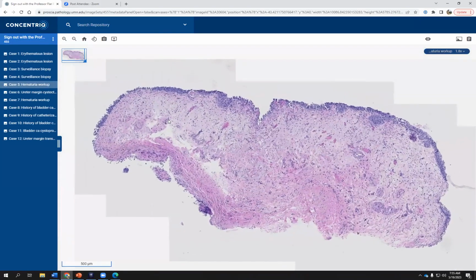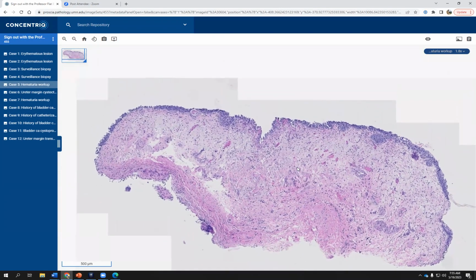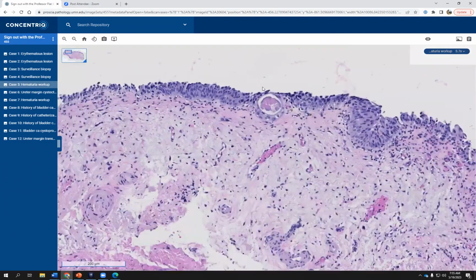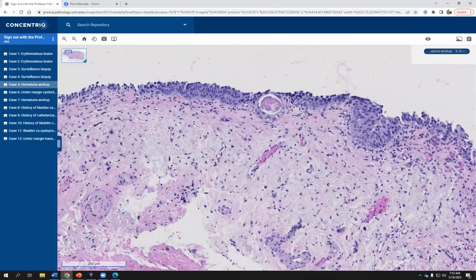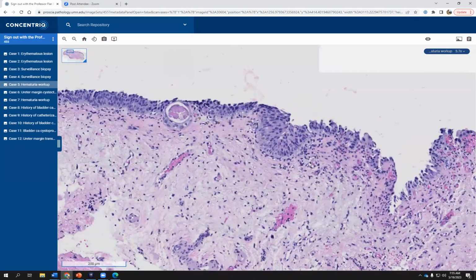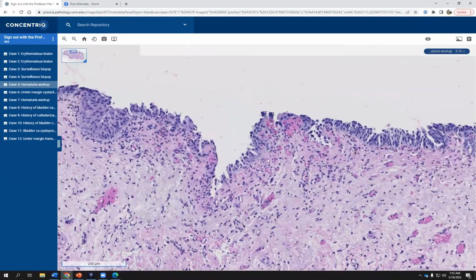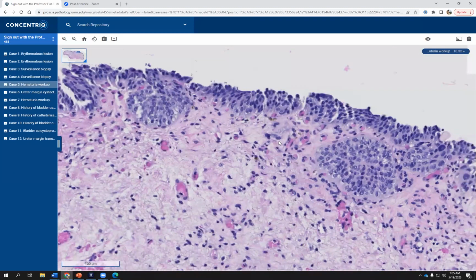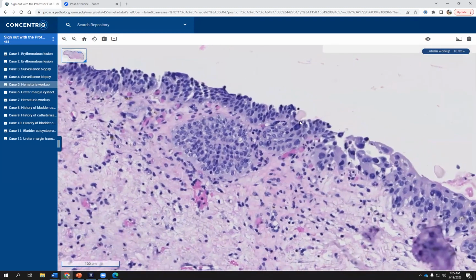Okay, so case 5, again, we see a flat urothelium. Okay, nothing seems to be overtly abnormal from this particular magnification. So let's try to look a little bit closer. We see some Von Brunn nests with cystic change. Most of the urothelium appears fairly normal appearing. So this is normal. But here we start seeing some cells that are larger and hyperchromatic.